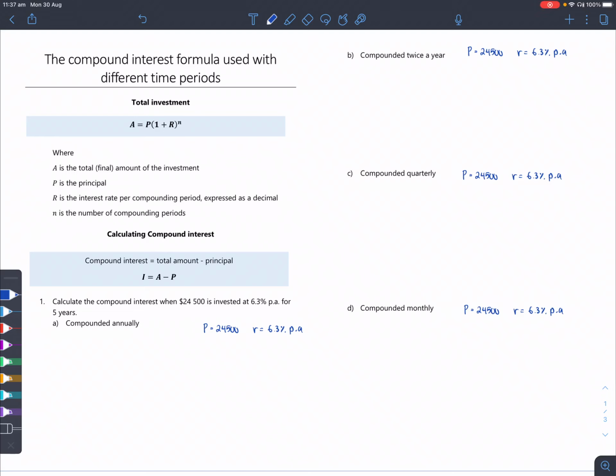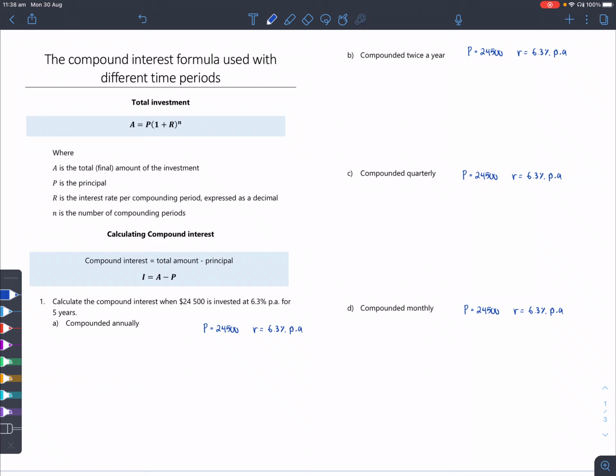Hey everyone, in this video we'll be looking at the compound interest formula used with different time periods. Last time we did explore using the compound interest formula for questions that had something to do with some percent per annum, and for some number of years.